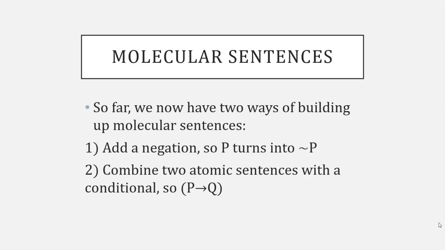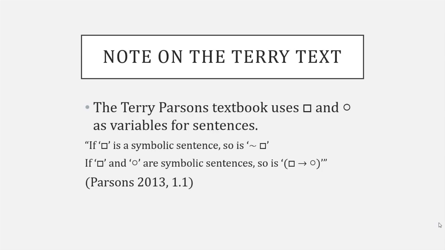So when I stated these two construction rules, I used P's and Q's. I hope it was intuitively obvious to you that you could have used this on X and Y just as well as P and Q, right? Like you didn't think this rule just applied to the letter P? Yeah? Okay. To avoid that confusion, in the Parsons text they use square and circle, which is also useful when the sentences become more complex. So I'm going to go back and forth between these two.